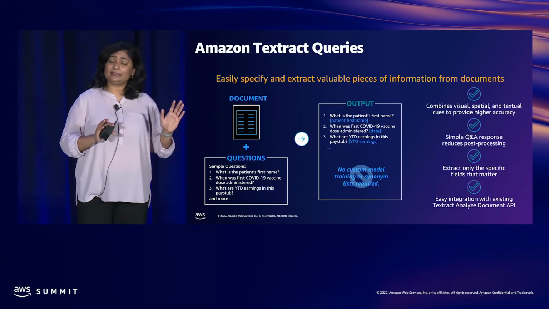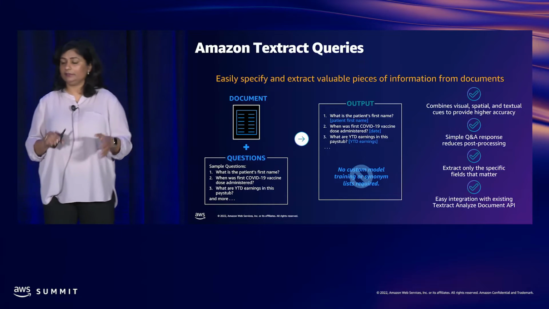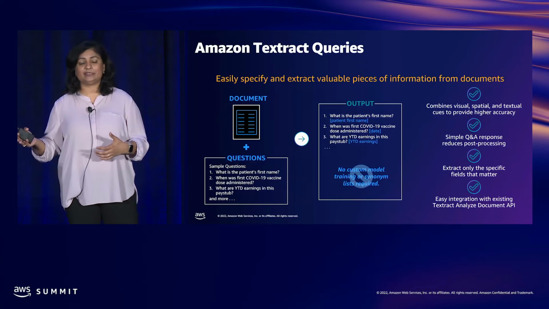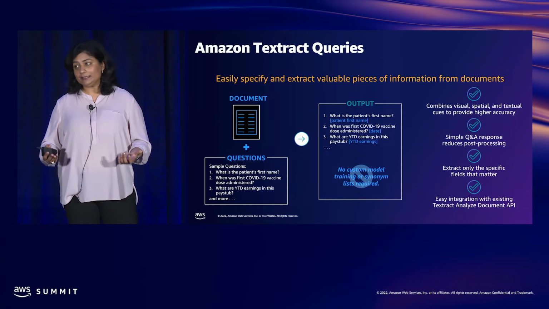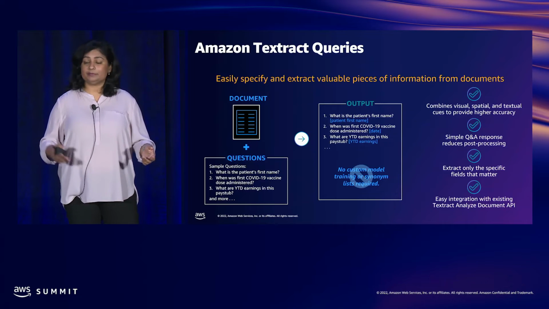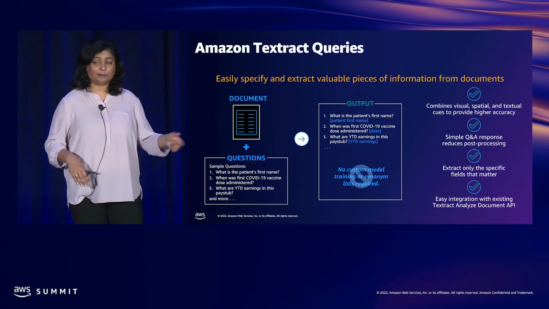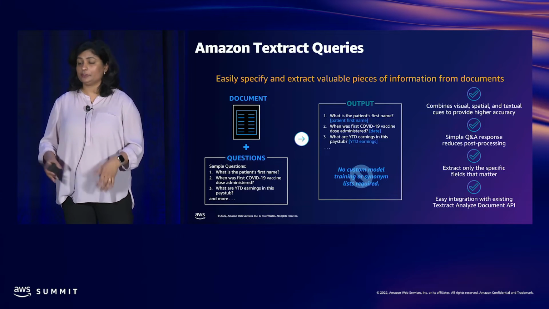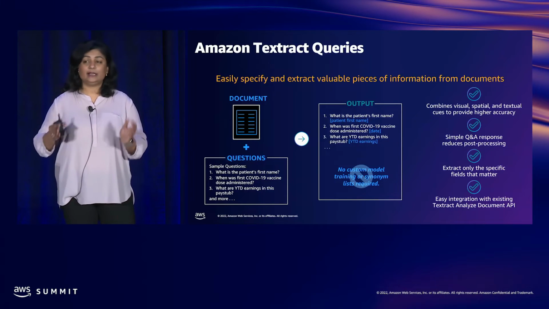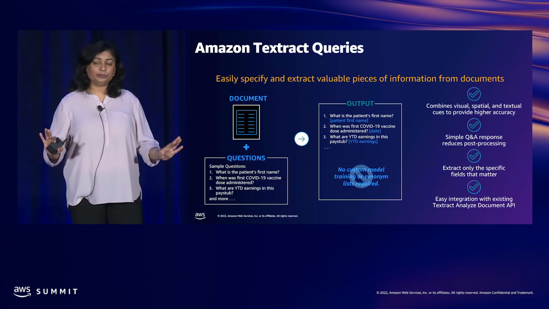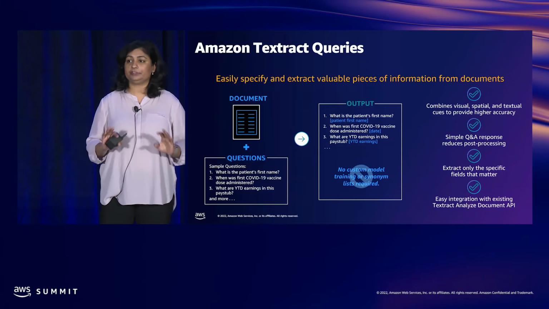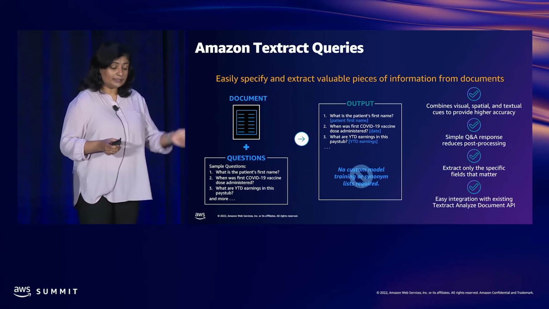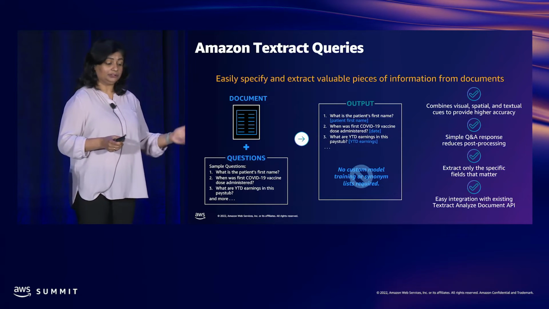You can also pass in the request an alias. The reason we gave the alias is a lot of our customers said, hey, we have to do this mapping back to the database schema. We said, how do we make it easier? Pass in the alias that maps to your database schema as part of the question. You get it back in the response tied along with the answer. So you just pick up that response and tie it back to your schema, removing as much possible friction from your development cycle. So it uses a combination of visual, spatial, and textual cues.